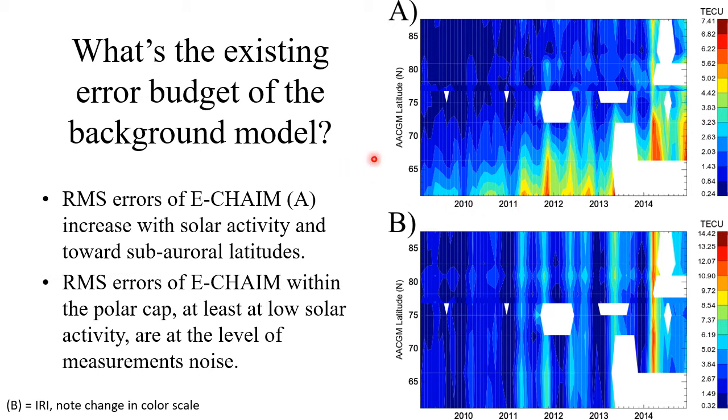So we can expect that a data assimilation system should be able to improve our representation at subauroral latitudes, and should, at least at high solar activity, also provide some benefit within the polar cap and auroral zone. So, September 2017, we have a reasonably good geomagnetic storm on September 8th.